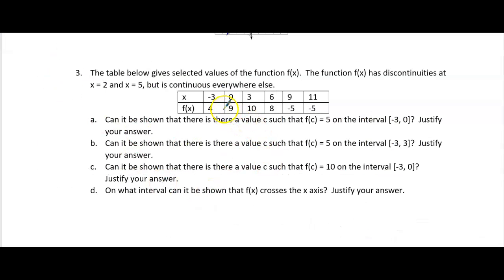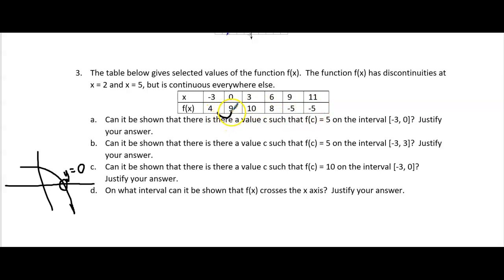Okay, and for part D here, it says, on what interval can it be shown that f of x crosses the x-axis? And we're being asked to justify our answer. Well, if we're crossing the x-axis, let me draw a picture here for you. Anytime a function crosses the x-axis, the y value equals 0. Okay, in other words, the f of x value. So if I'm crossing the x-axis, that means y equals 0 or f of x equals 0. So on which of these intervals would I have to cross 0?